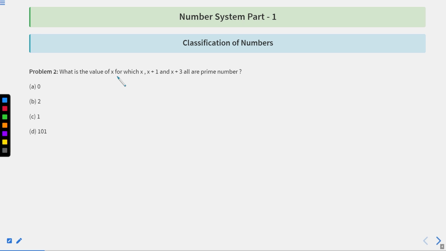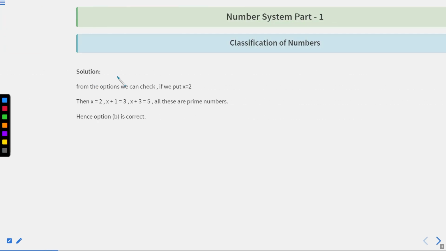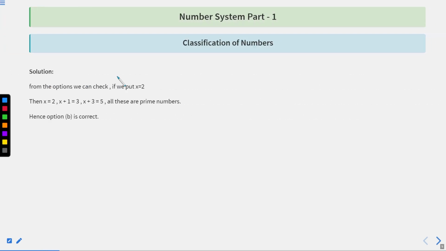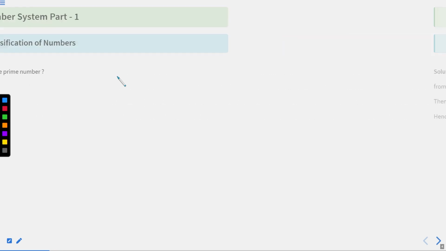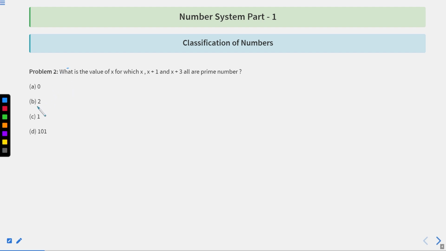Next we have 2. Let's see if 2 works or not. x is 2, x plus 1 will be 3, x plus 3 will be 5. And 2, 3, 5, all of these are prime numbers. So option B is correct.